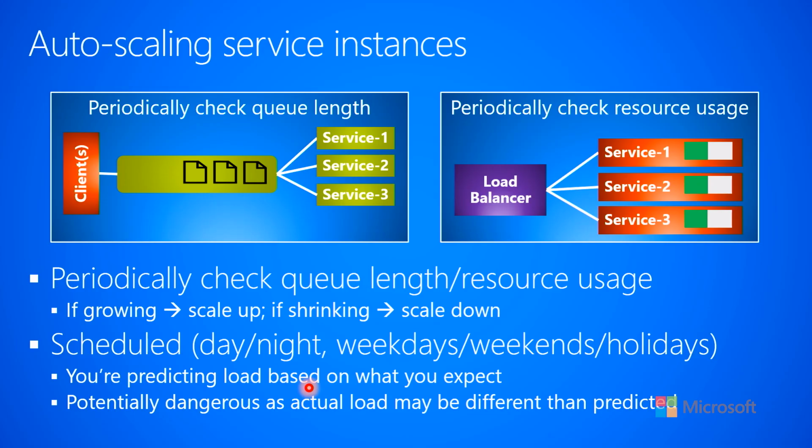It's not really that you're scaling up or scaling down based on the actual load. It's really based on what you are predicting the load to be. And so you have to be careful with that. You have to make sure that you are estimating correctly. Otherwise, you might not scale up high enough, and then your client requests are being denied service or processing is very slow. The alternative is, you scale up too high and now you're paying extra money for instances that are not giving you very much value. So that's the danger of doing that. As I mentioned at the bottom here, it's potentially dangerous as the actual load may be different from predicted.